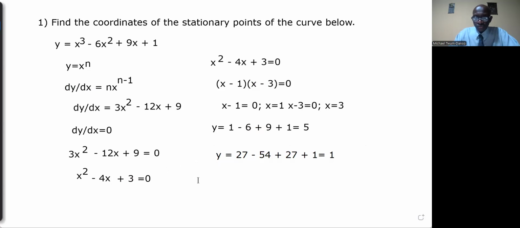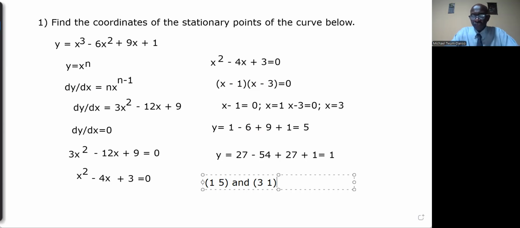So these are the coordinates. The stationary points are 1 and 5, and 3 and 1. So these are the stationary points.